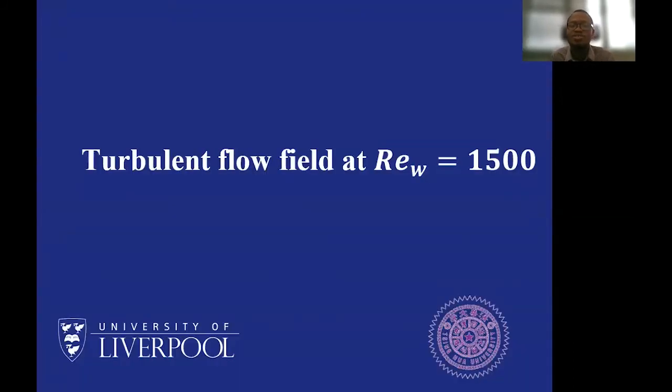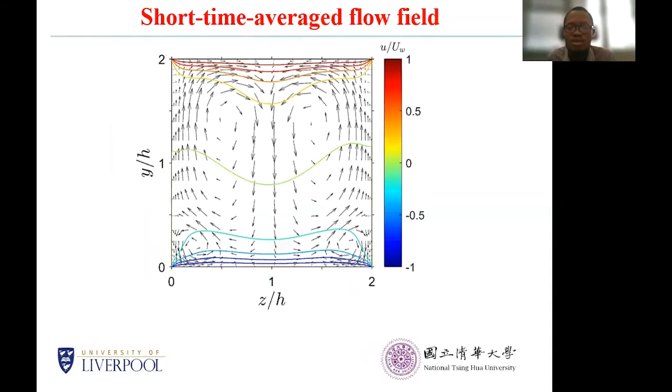Having determined the critical Reynolds number for getting a turbulent flow field, now let us examine the turbulent flow field at Reynolds numbers not too far from transition. So here, the Reynolds number we are considering is 1,500. The figure on your slide shows the velocity field. The contours are the contours of mean streamwise velocity, and the vectors are the secondary flow vectors.